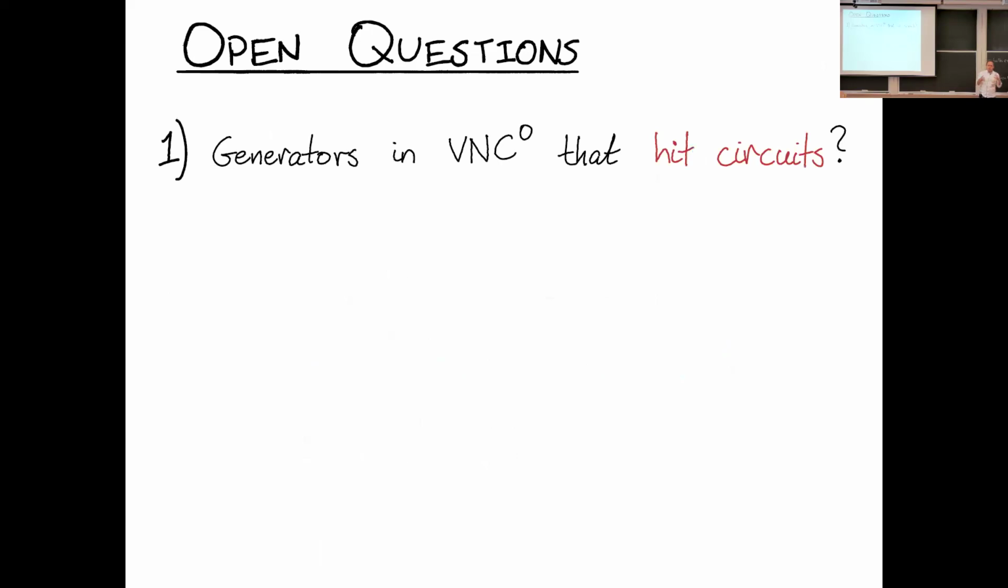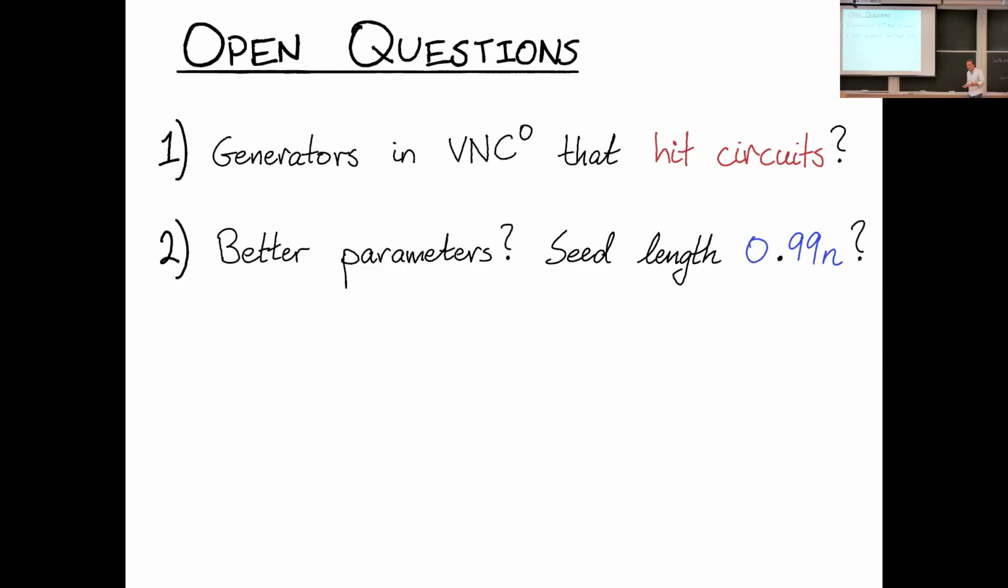Let me just wrap up with some questions that are left open by this work, and again go back into advertising mode. One question is that all the generators constructed in this work start with a hard polynomial that has small circuits. So in particular, you can't find low complexity generators that actually hit large algebraic circuits. I think that would be a really interesting question, to find some construction here that can hit circuits.